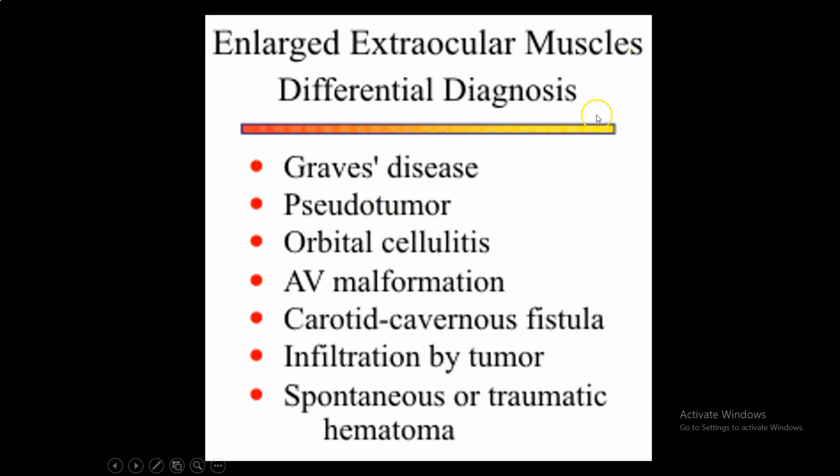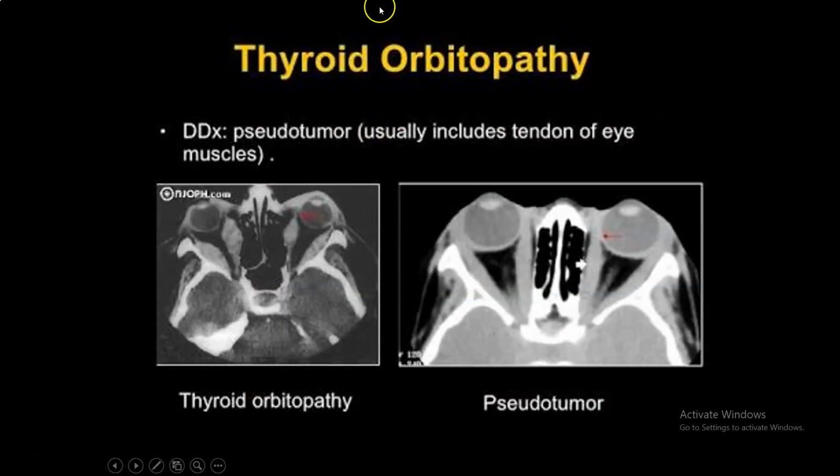Causes of enlarged extraocular muscle. And a very important difference, if you are in doubt between thyroid orbitopathy and pseudotumor: thyroid ophthalmopathy affects any muscle, the medial rectus, lateral rectus, but it respects the tendon of the muscle before its insertion into the globe. But the orbital pseudotumor does not respect the tendon, so there is thickening of the whole muscle and the tendon. It's a very important difference.